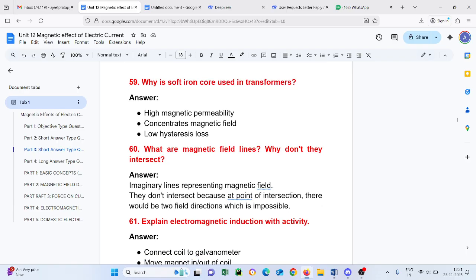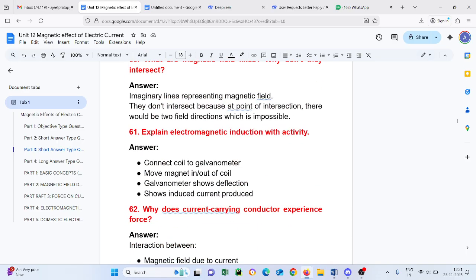Question number 61. Explain electromagnetic induction with activity. Connect a coil to a galvanometer and move a magnet in and out of the coil. The galvanometer shows deflection, so induced current is produced.